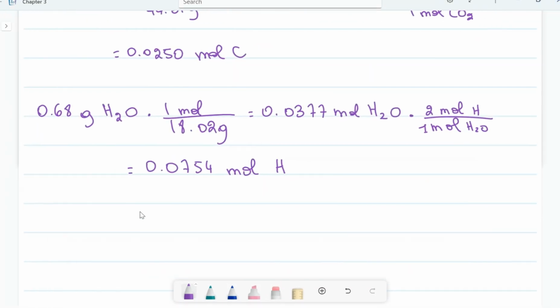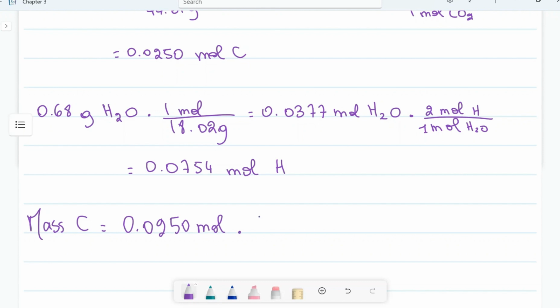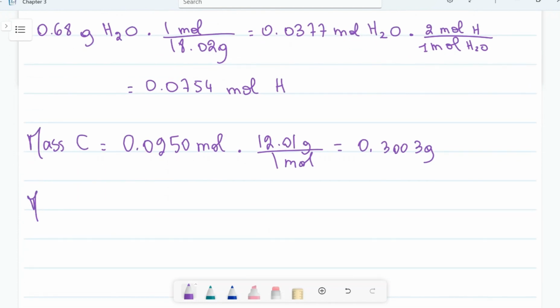So we will start with the mass of carbon. The mass of carbon is equal to, first we start with the number of moles, which is 0.0250 moles, and the molar mass of carbon is 12.01 grams per mole. This is found in the periodic table. So this would give us 0.3003 grams.